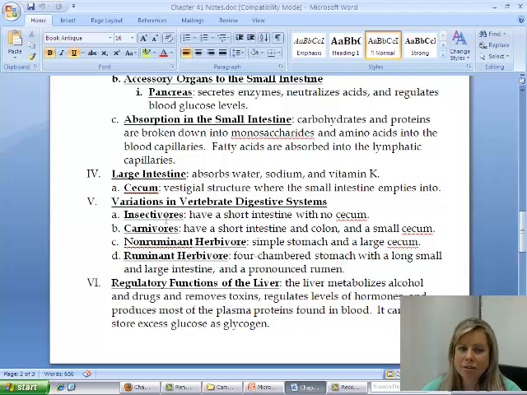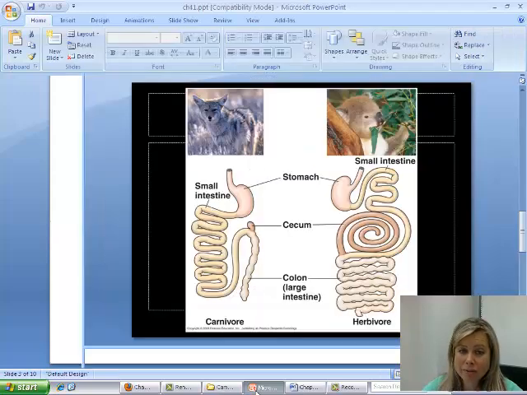And then these two are going to be more carnivorous that we were talking about there. Notice the carnivores have either no cecum or a small cecum, whereas the non-ruminant herbivore is going to have a large cecum. Now, if we look at what's called a ruminant herbivore, they're going to have a completely different setup.